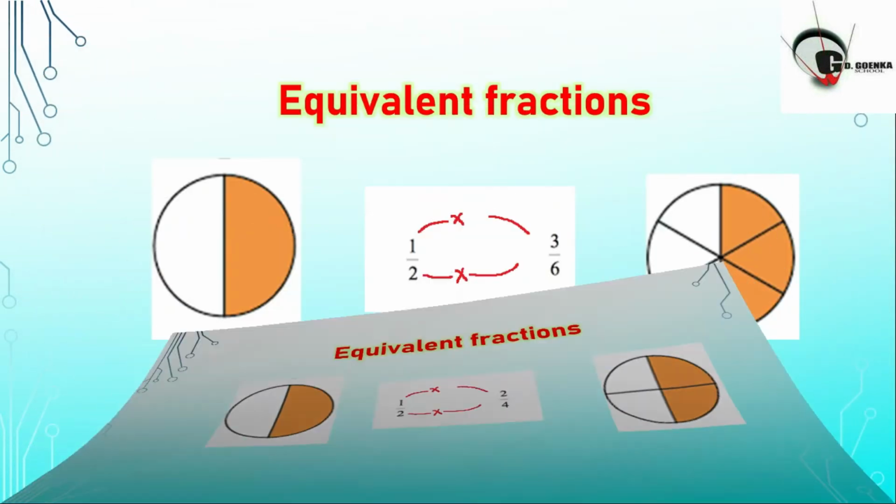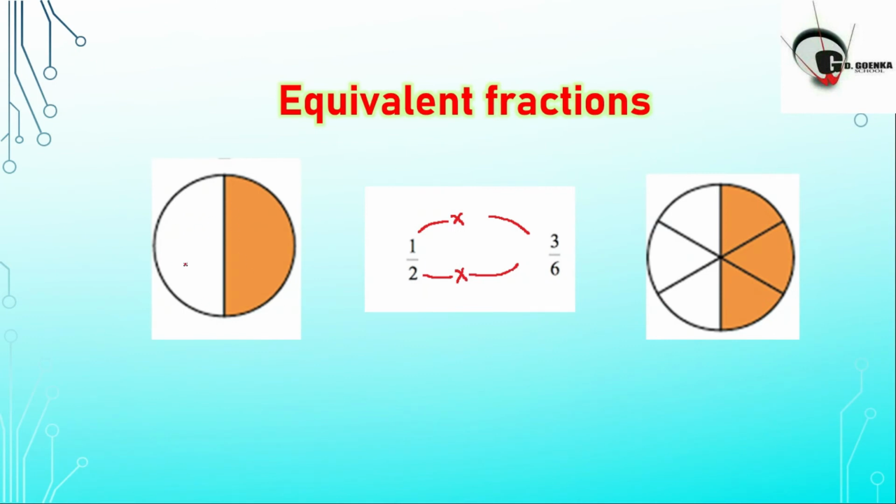Similarly, when we see the next example, I have again 1 by 2 and I have to make it 3 by 6. So what I need to do is multiply this 1 by 3, and if I am multiplying the numerator by 3, I have to multiply the denominator also by 3.